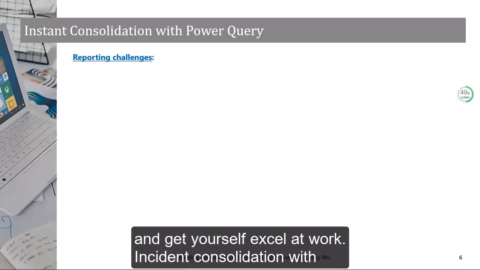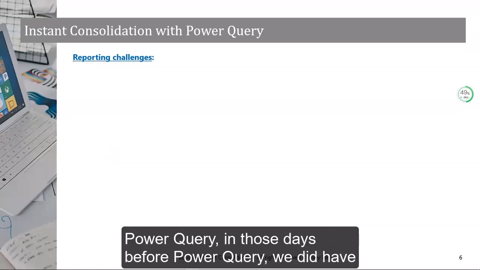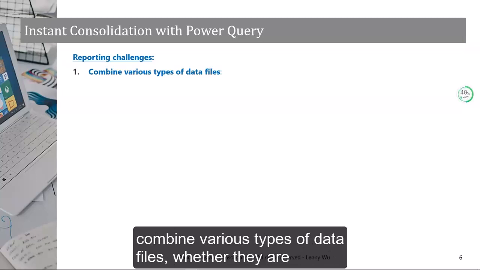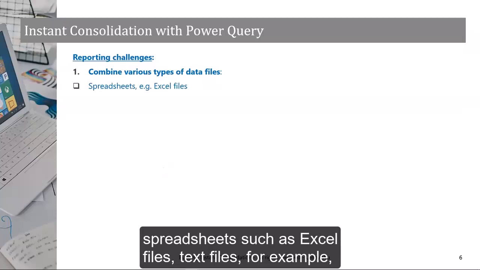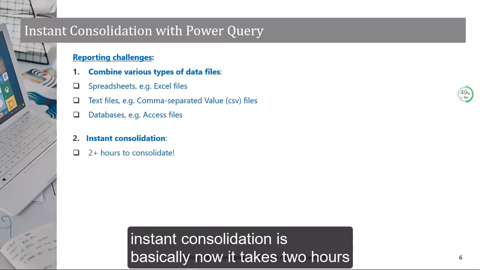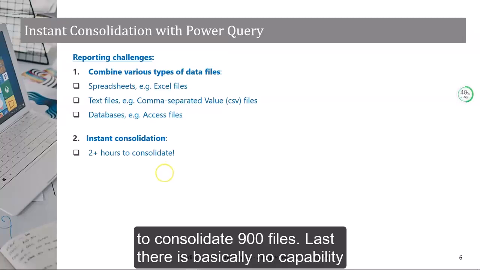Instant consolidation with Power Query. In those days before Power Query, we did have lots of reporting challenges. First, it is very challenging to combine various types of data files. Whether they are spreadsheets, such as Excel files, text files, for example CSV files, or databases, such as Access files. Second, the instant consolidation is basically none. It takes 2 hours to consolidate, like 100 files.